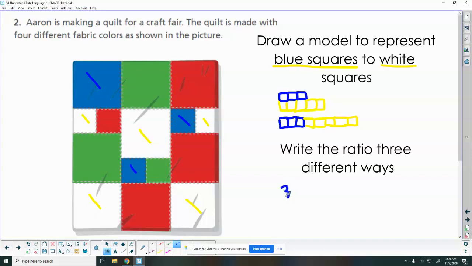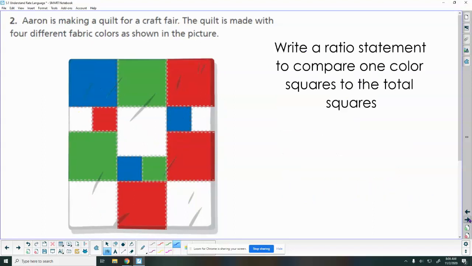So I know 3 blue, 5 white. 3 blue to 5 white, or 3 blue, 5 white. And now when I'm counting the total blue and white, I have 3 plus 5 equals 8. So there are 8 squares that are blue or white, 3 to 5 squares here.